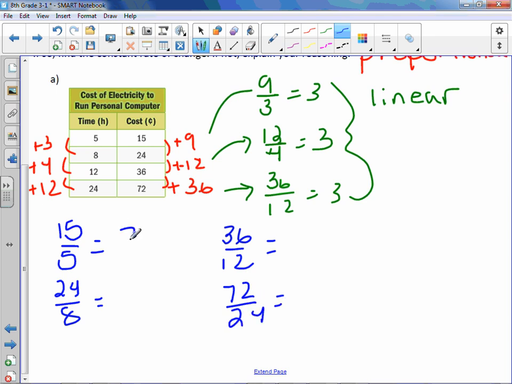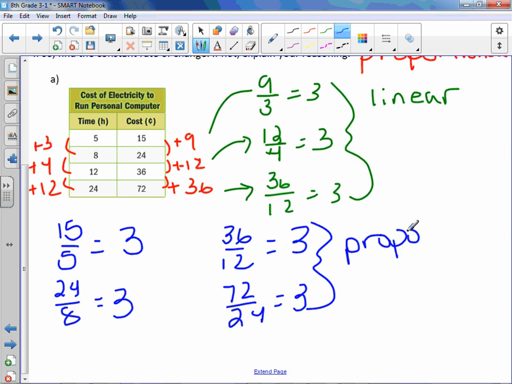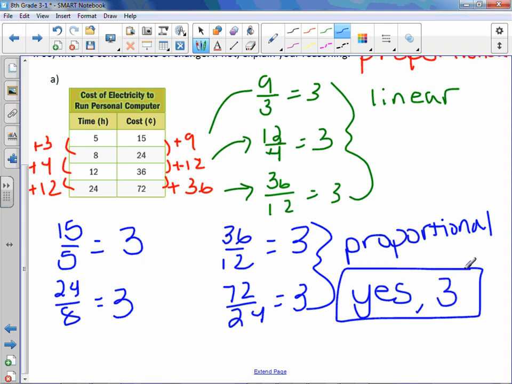15 divided by 5 is 3. 24 divided by 8 is 3. 36 divided by 12 is 3. And 72 divided by 24 is also 3. Because these are also the same, this means it's proportional. So, is it linear? Is it proportional? Yes. And the constant rate of change is 3.